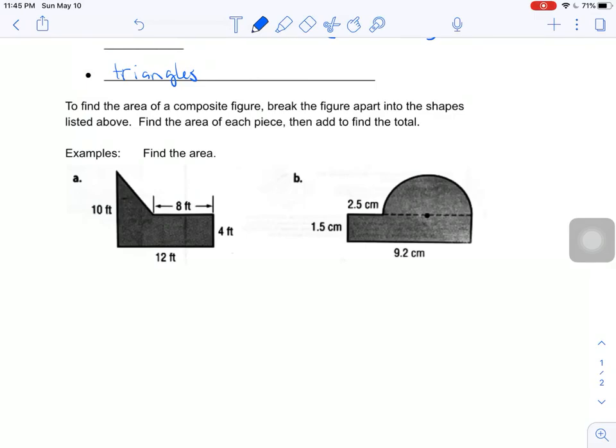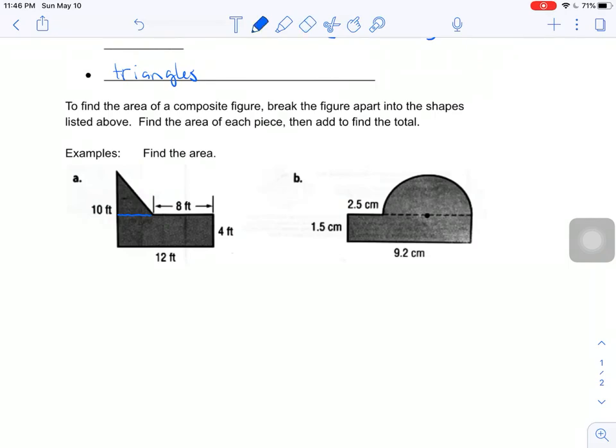So we're going to look at a few examples just to kind of give you an idea of how this works. So this first composite figure, the trick is to divide it up into shapes that we can find the area of. And you want to try and divide it into as few shapes as you can. Like I could divide this into a triangle and a square and a rectangle, but it would be faster to just do a triangle and a rectangle, because then I only have two shapes instead of three. So you want to try and do as few shapes as you possibly can.